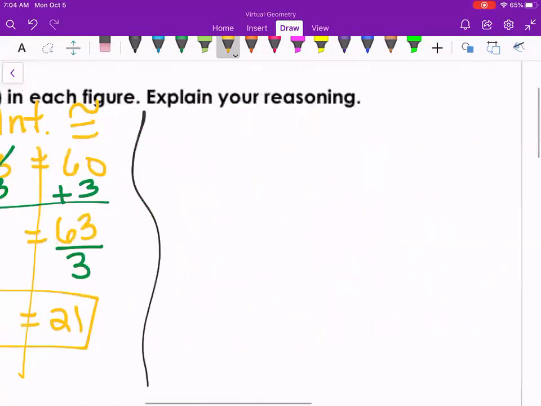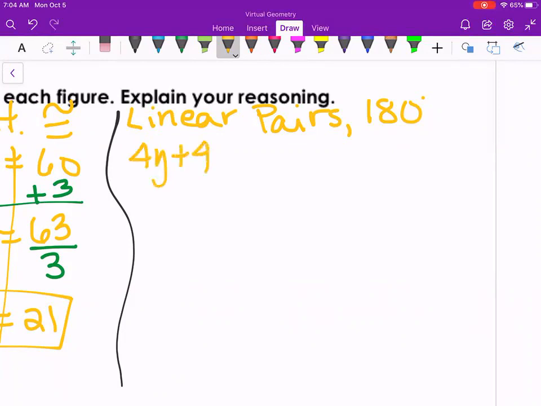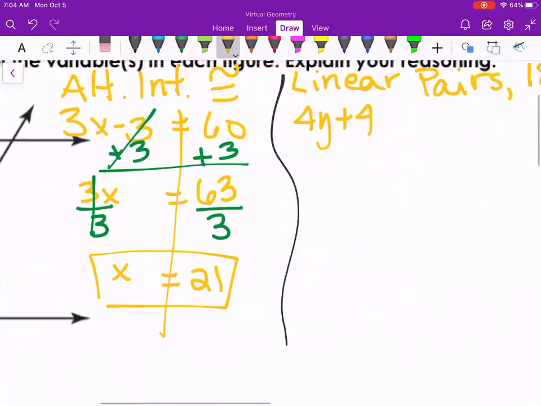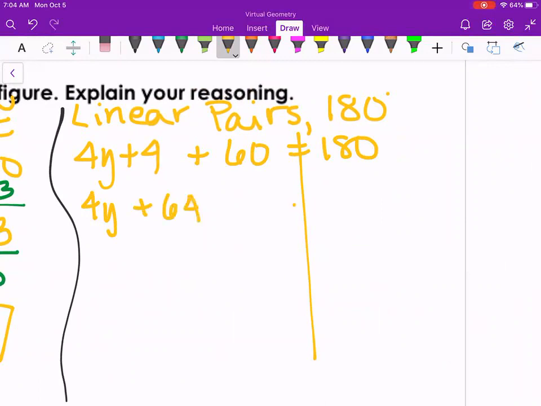So 4y plus 4 and our 60 are linear pairs. And they should add up to be 180 degrees, making them supplementary. So 4y plus 4, let me make sure I wrote that right. Yes. First angle plus the second angle should make 180. And let's solve this. So this time we do have some terms that we can combine because a 4 and a 60 give us 64. Should equal 180. And let's keep solving this now.